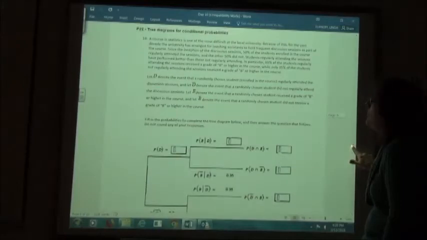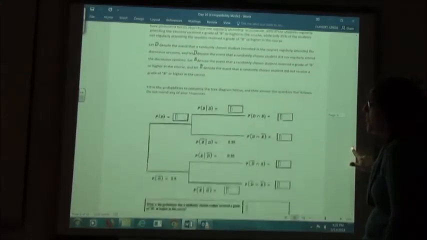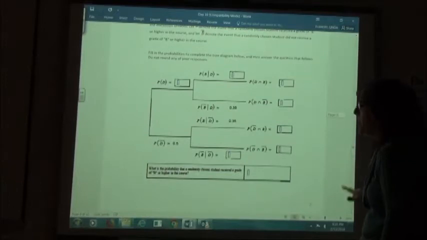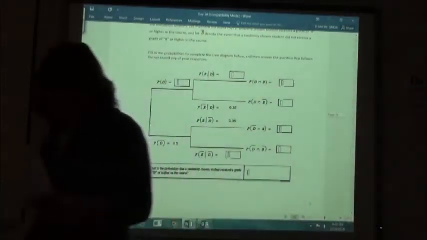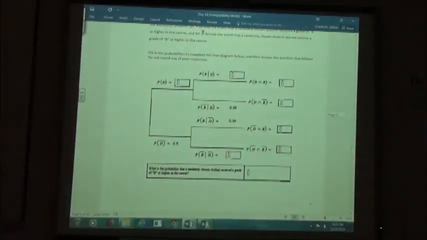All right, the next ones, I can't quite get all on there, so I'm going to slide it up to here, and I'm just going to read off my paper. It says, a course in statistics is one of the most difficult at the local university. Because of this, for the past decade, the university has arranged for a teaching assistant to hold frequent discussion sessions as part of the course.